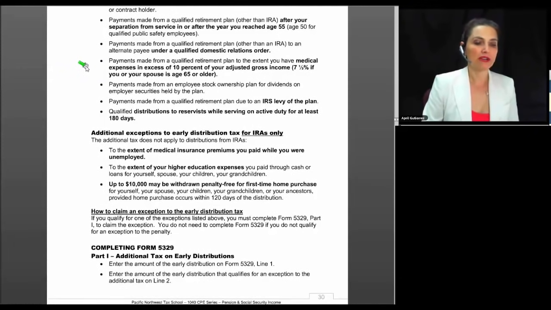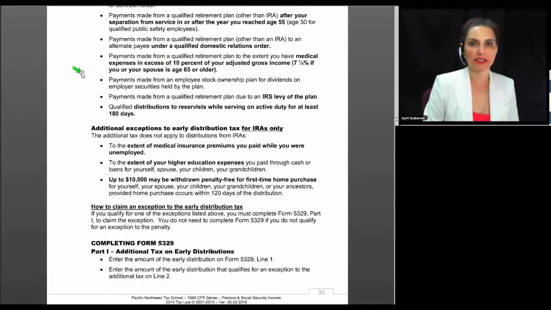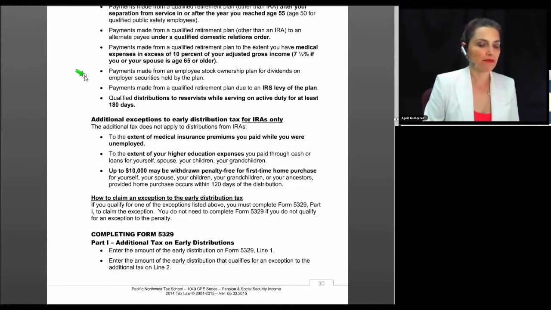Payments from a qualified retirement plan to the extent you have medical expenses in excess of 10% of your adjusted gross income, or 7.5% if you or your spouse is age 65 or older. Payments made from an employee stock ownership plan for dividends on employer securities held by that plan.